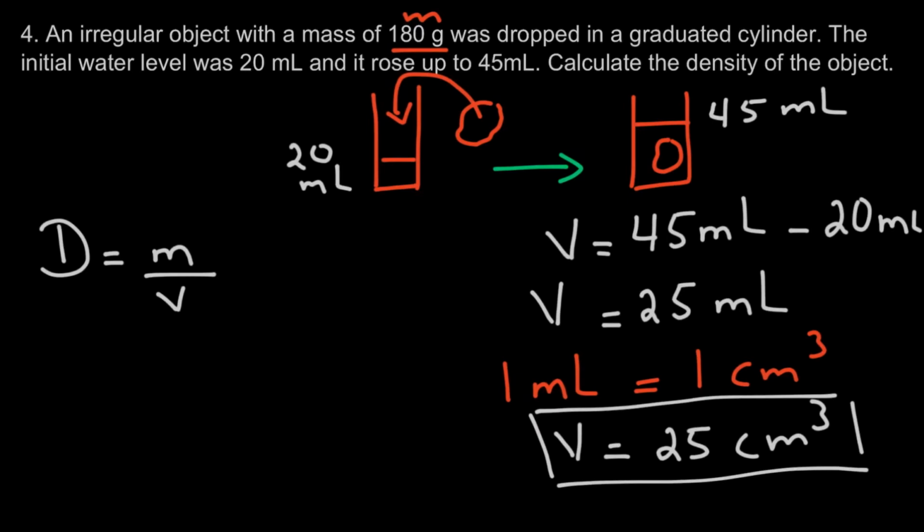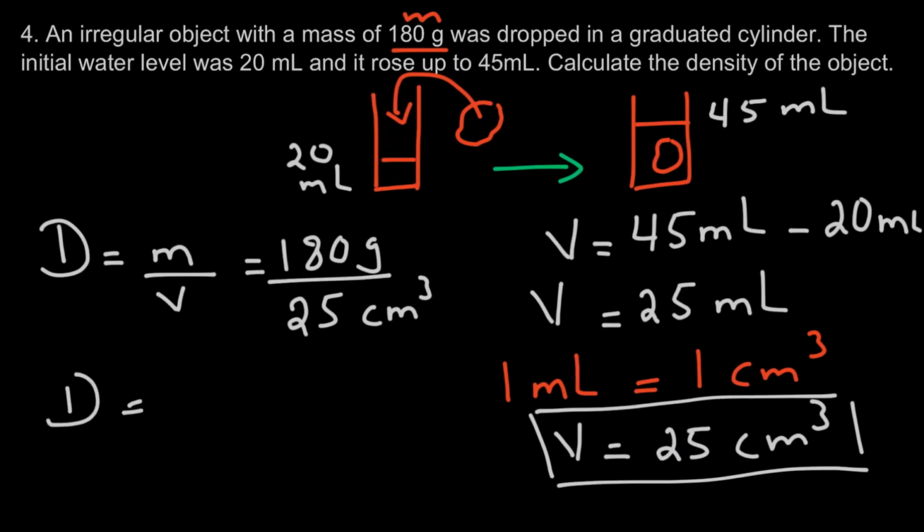So we apply this into our equation. So M will be 180 grams divided by the volume, which is 25 centimeters cubed. So the final answer, D, after rounding and everything, will be 7.2 grams per centimeter cubed.